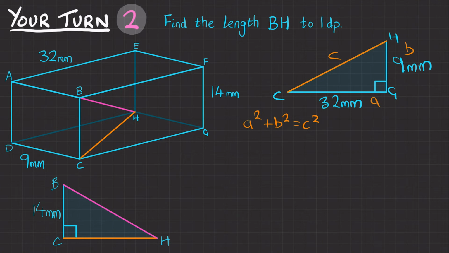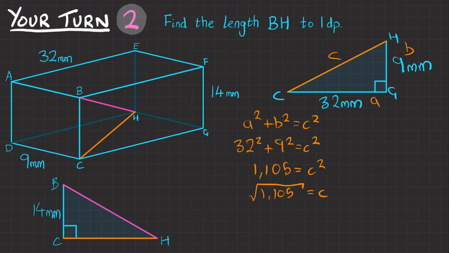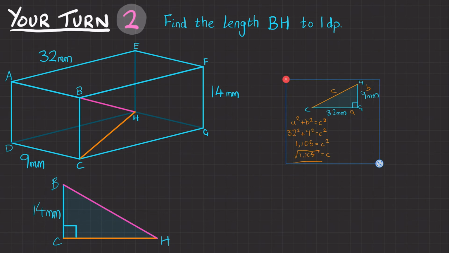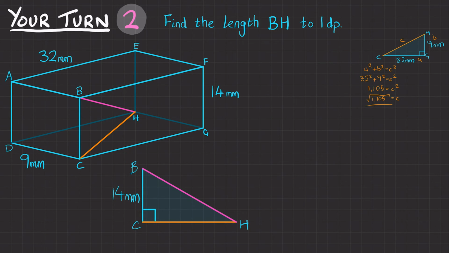Substituting the values. So we've got 32 squared plus 9 squared equals c squared. I'm going to calculate that all in one go. So we've got 1105 equals c squared. Square root both sides. We've got square root of 1105 equals c. And that's it worked out. Our numerical value is 33.24154028. And that looks about right on this triangle. So we can now put in the remaining information on this triangle, which is root 1105.